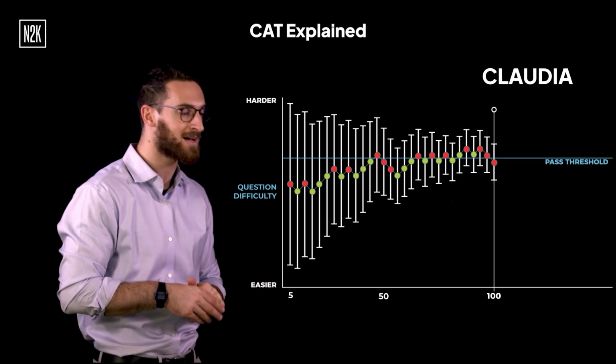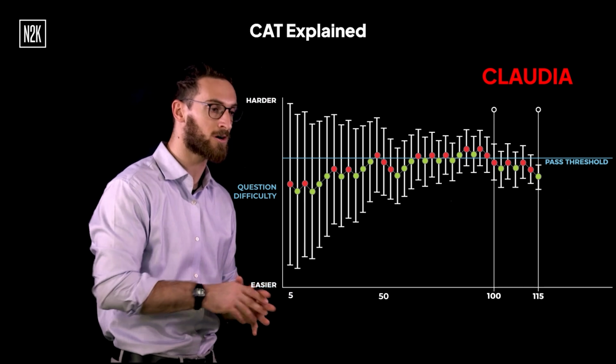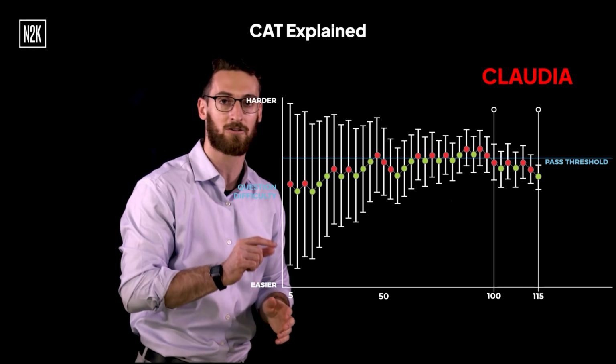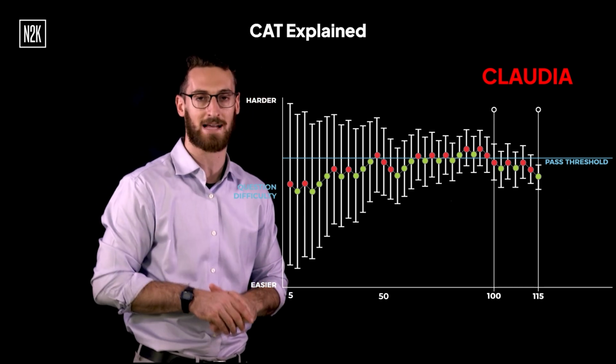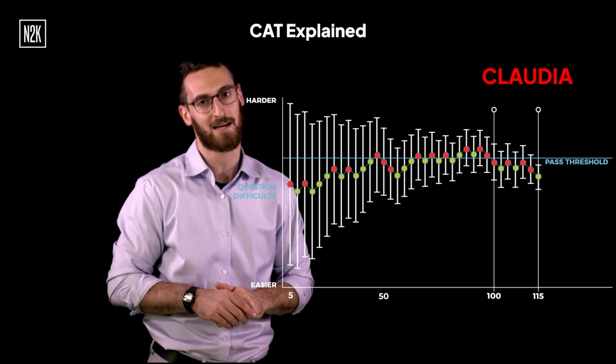So for Claudia, the test actually ends at 115 because for her, her overall score and confidence interval range is below the pass threshold. So the test ends at that point, and sorry Claudia, you got to study a little bit more.